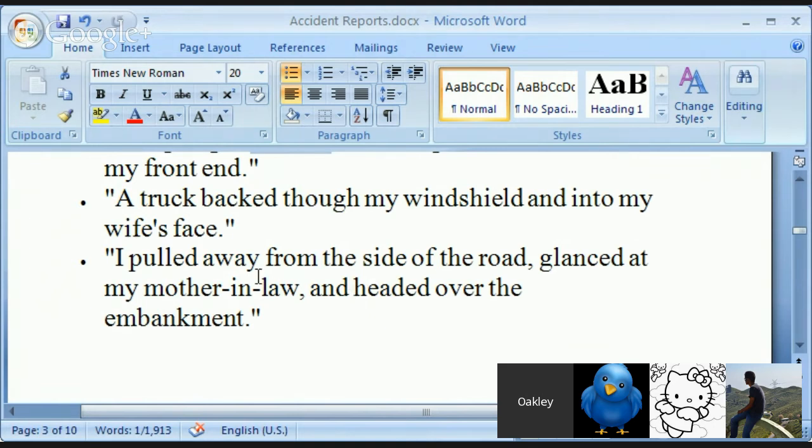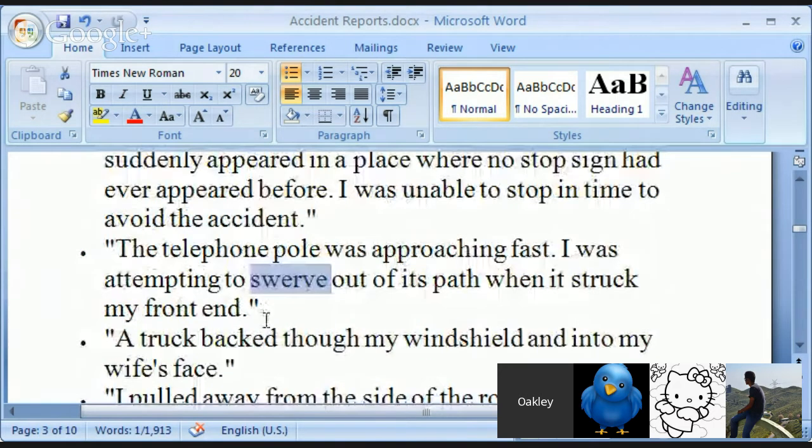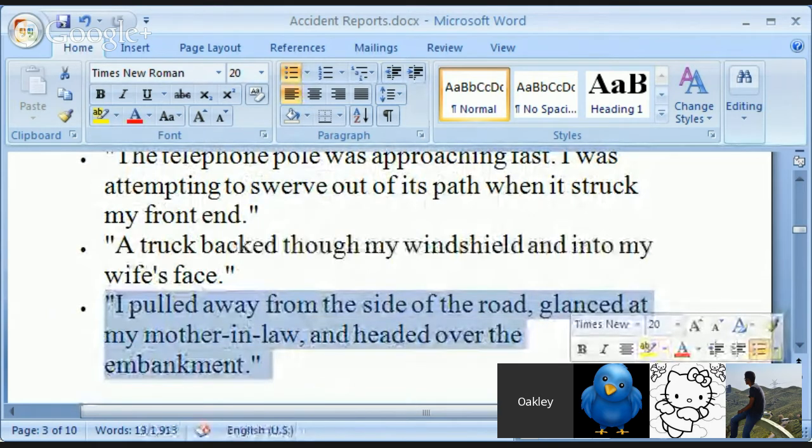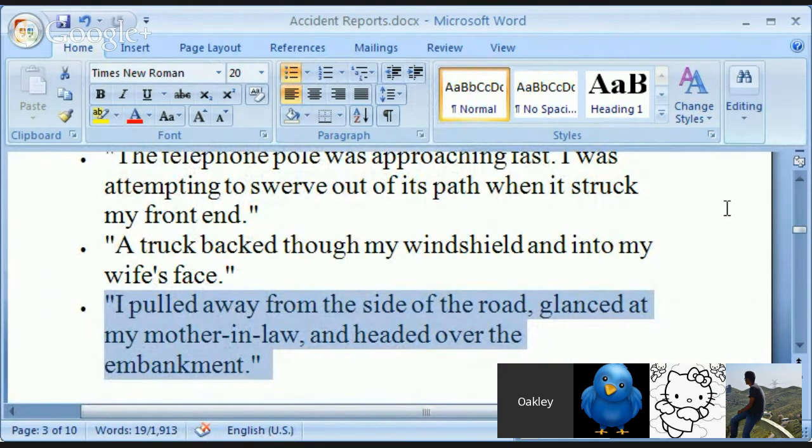I like this next one here. Try this one. "I pulled away from the side of the road, glanced at my mother-in-law, and headed over the embankment."